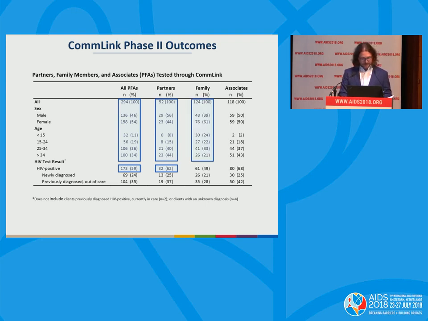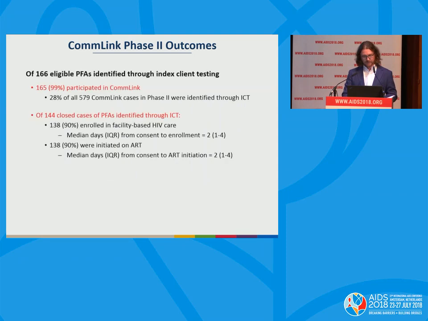124 family members were tested, and they were predominantly female. 49% tested positive, 21% newly diagnosed, and 28% were previously diagnosed out of care. And finally, there were a total of 118 associates tested. There was an even split between males and females among this group, and they were predominantly older. And you can see that 68% tested positive, 25% newly diagnosed, and 42% were previously diagnosed and out of care.